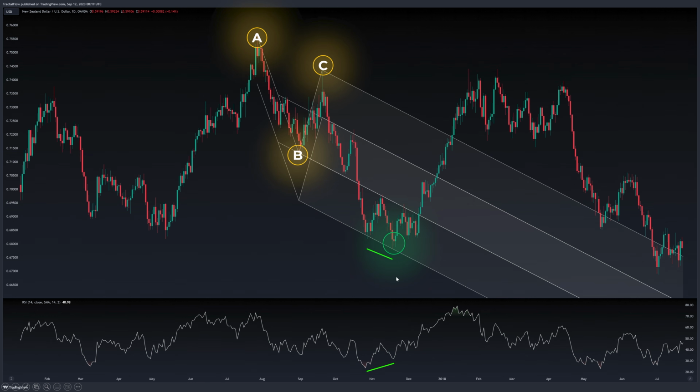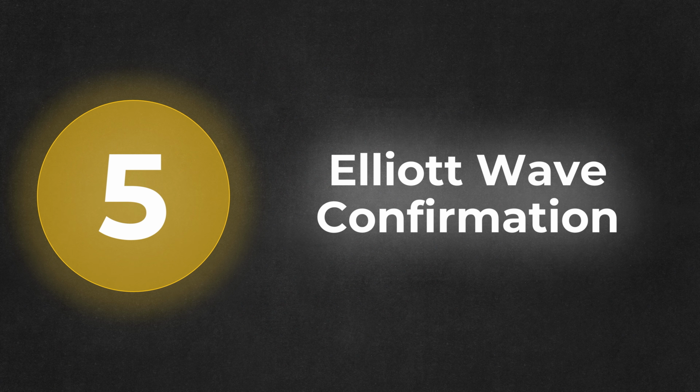Divergence is a very reliable type of trade signal, but is not devoid of challenges. One of the biggest challenges is knowing when price action will indeed reverse once it's in divergence price territory. The pitchfork can be a great ally in that regard, since it can pinpoint areas where price is too stretched out. Number 5. Elliott wave confirmation.